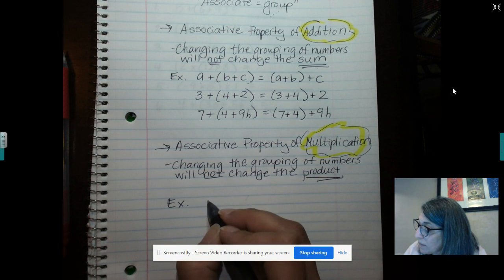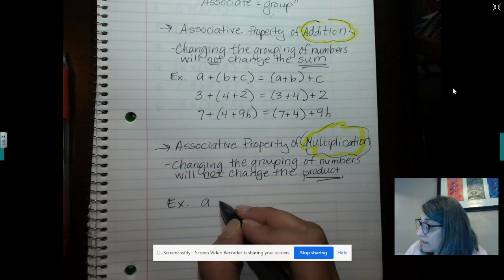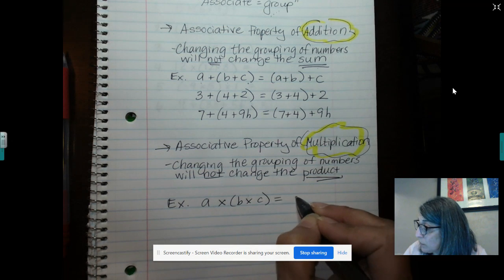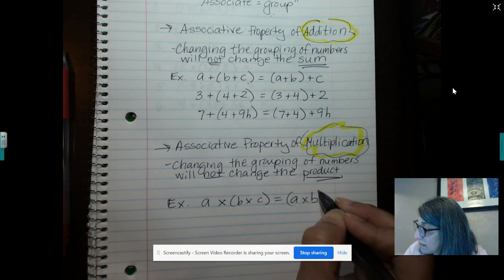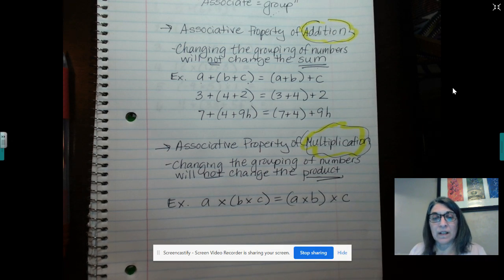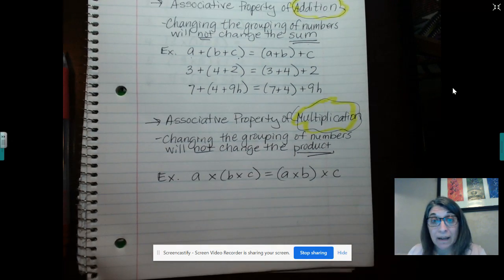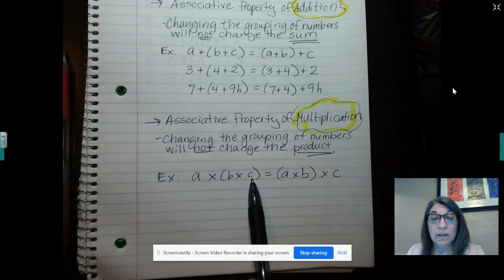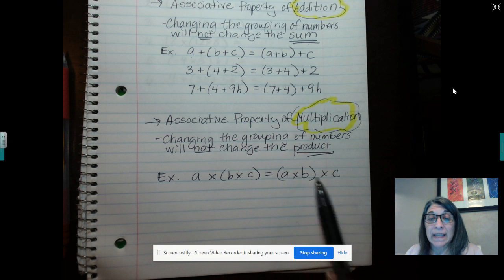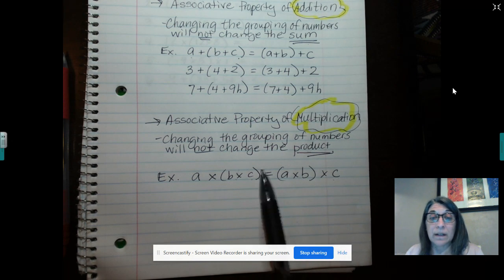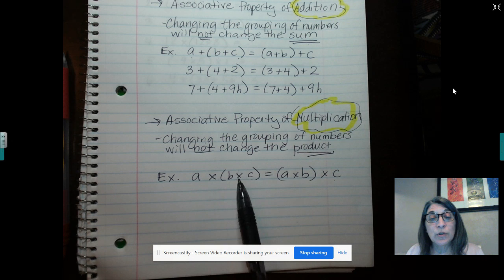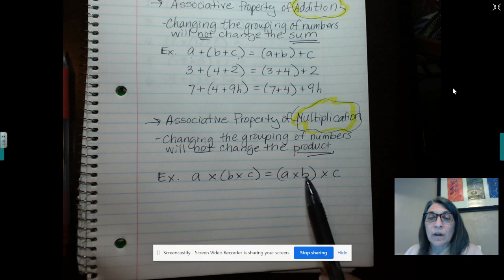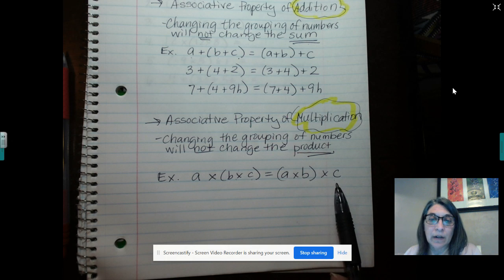So this one's going to be A, or its example, times B times C is equal to A times B times C. What? That's a lot of A's, B's, and C's. Okay, but again, remember, we're not worried about the order. A, B, and C is still the order they appear in. But this time, B and C are associated with each other, and A is outside on its own. And over here, A and B are associated with each other, and C is out here on its own.